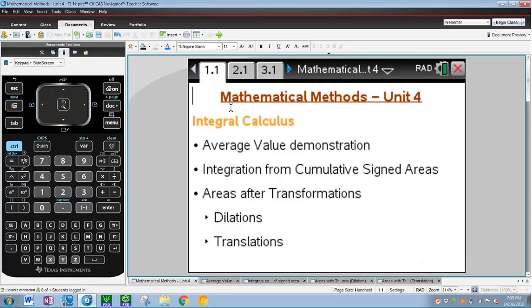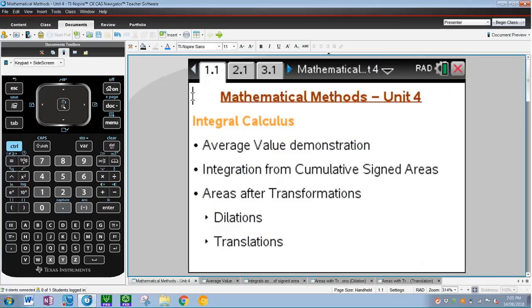Okay, so today Frank and I are going to be looking at Maths Methods Unit 4. I'm going to be looking specifically at the integral calculus section of the course, and Frank is going to be looking at probability and sampling.